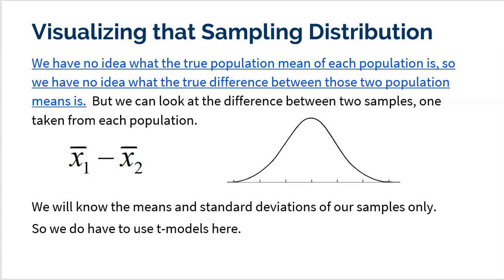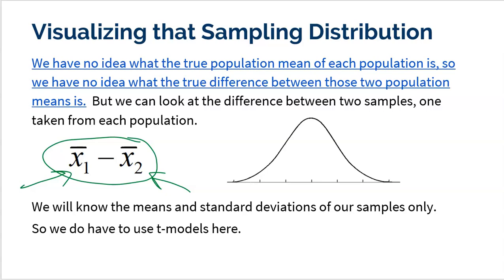So the idea here is, all that I can do, if you don't know something, the only thing you can do is take a sample. I could take a sample from population 1 and get a mean from that sample. That would be this guy right here. I can get a sample from population 2, and I can get a mean from that sample. That'd be this guy right here, and I could subtract them. That would be the difference between my sample means.